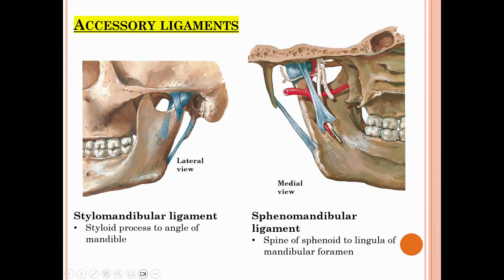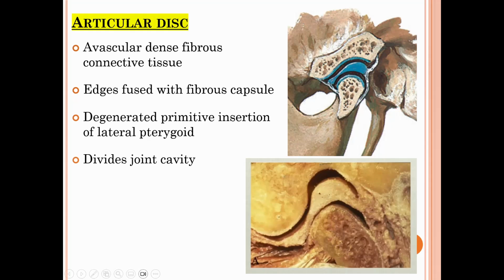Now the articular disc. Can you see the articular disc here? As I have already mentioned, it divides the joint cavity into two compartments where different movements will occur, and also because of this articular disc, the TM joint is a complex type of synovial joint.